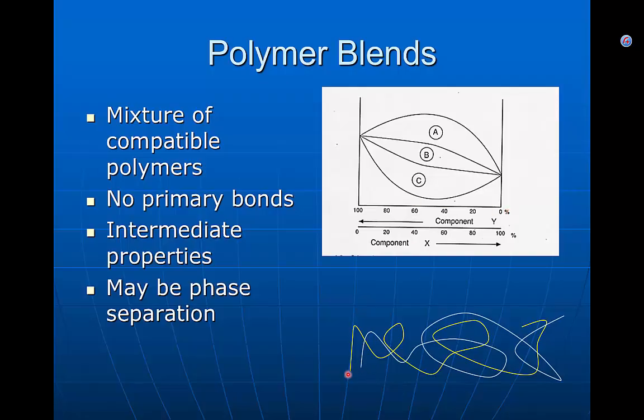But the key here is, if I have 2 molecules, let's say the green one and the white one here, they never connect. They're entangled together. They may phase separate. There may be partial separation. We'll look at an example of that in a second. But they're not connected to each other by anything except van der Waals bonds. Okay, so this is a blend, mixture of 2 components.